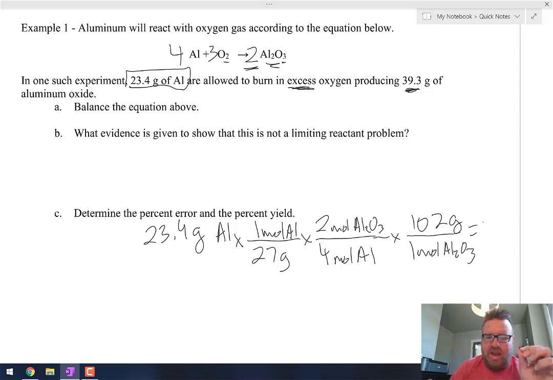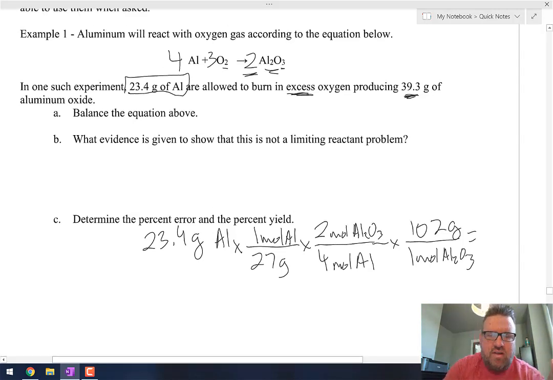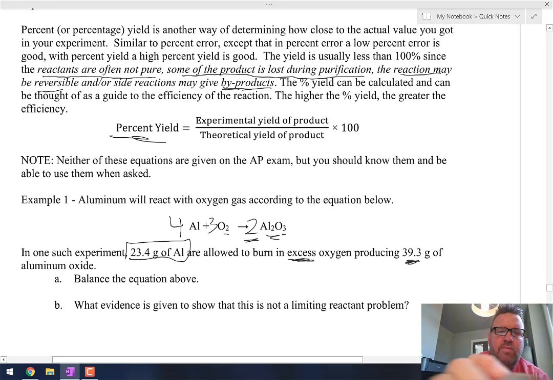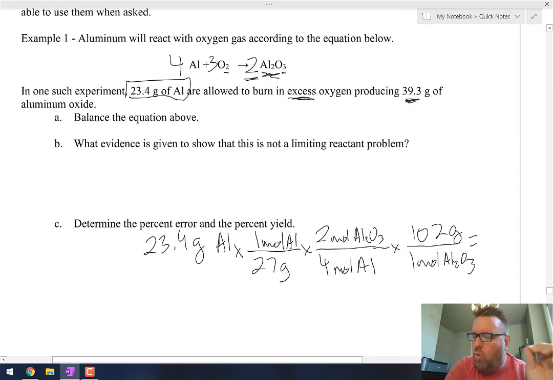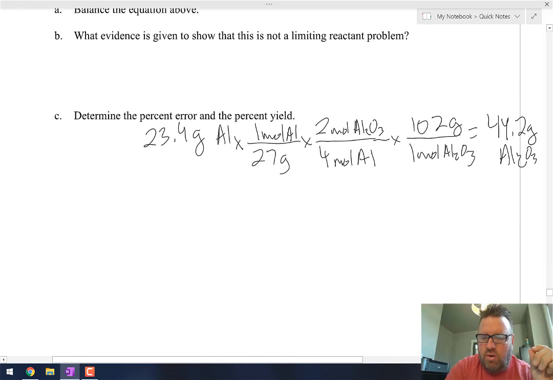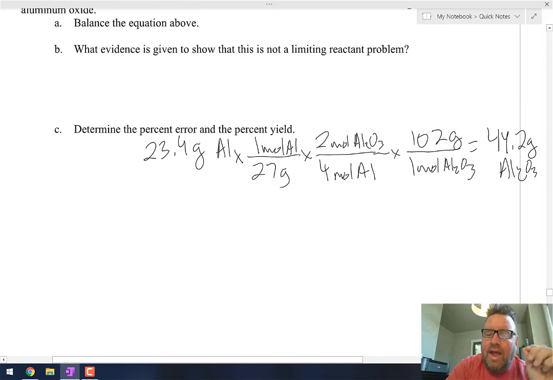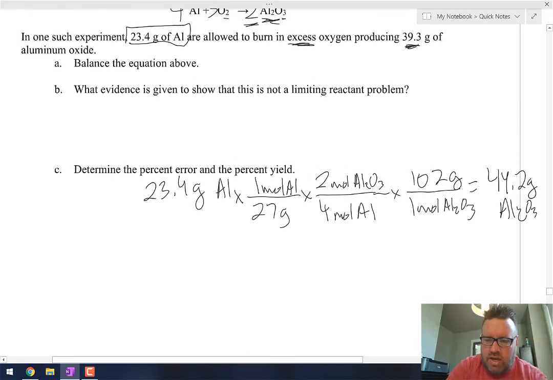And that tells me that if I did this reaction 100% perfect, if everything went exactly as it should have, the reactants were pure, we didn't lose any of the product, and there was none of this aluminum oxide reversing itself or producing something else, we should have gotten 44.2 grams of Al2O3. Okay, and again, that is our theoretical yield.